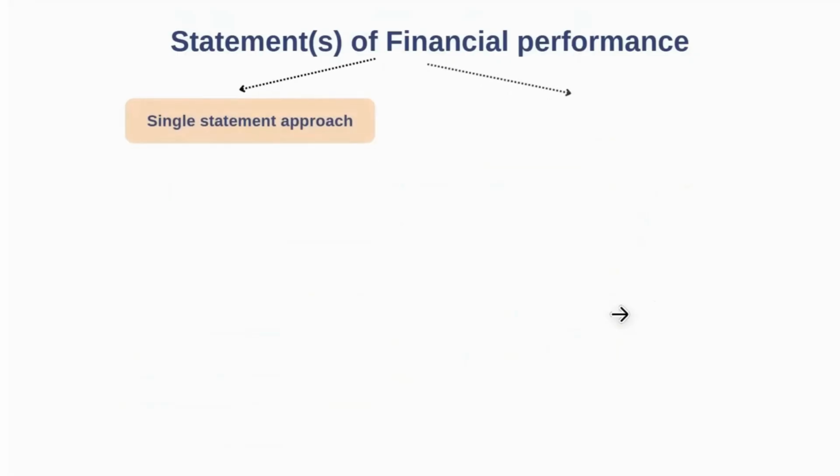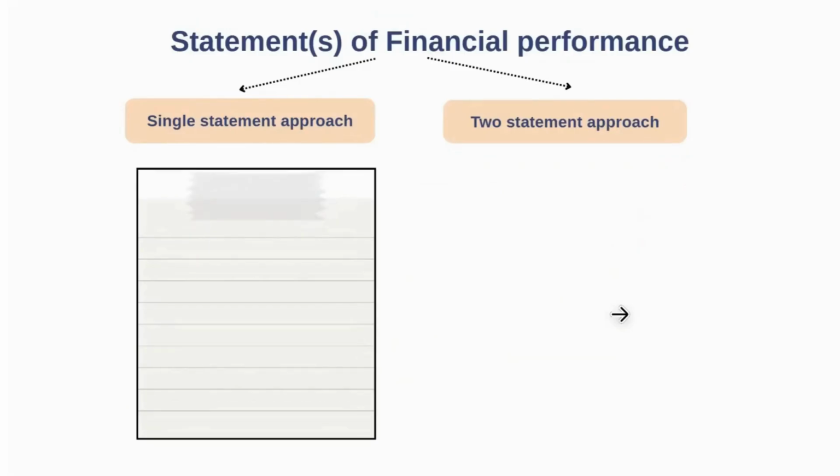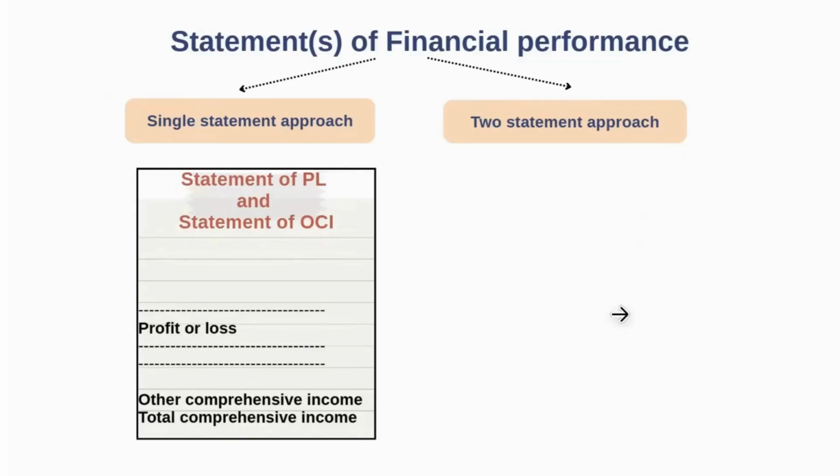All right, now let's look at the statements of financial performance. They include the statement of P&L and other comprehensive income. So we have two approaches. One of them is the single statement approach, another is the two-statement approach. In the single statement approach, we have in one statement a combined statement of P&L and other comprehensive income. So we state our income and expenses, then the result, profit or loss, and then right after profit or loss, we state other comprehensive income, then the total of other comprehensive income and total comprehensive income.